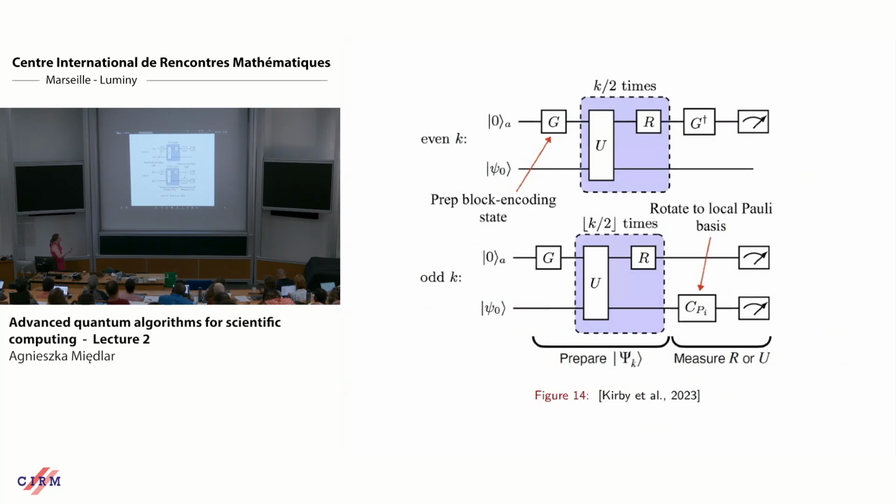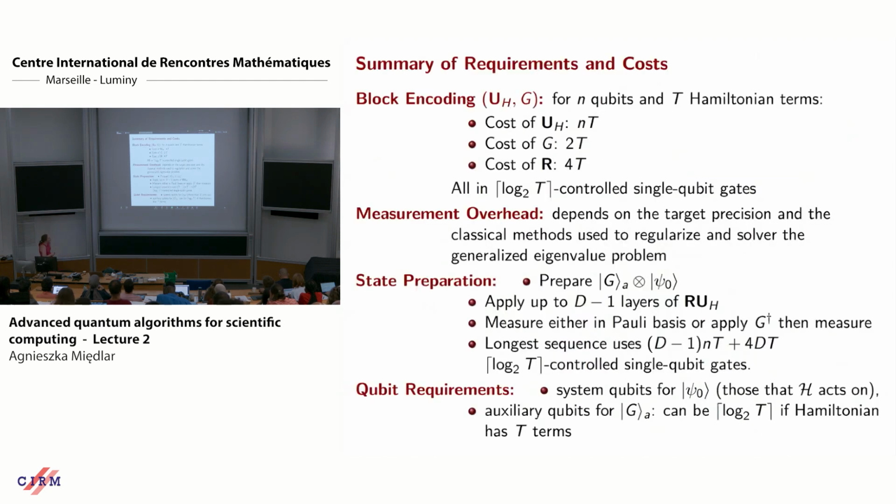So these are the corresponding circuits. If you want to build this circuit, you see you have this G, which is a transformation around basis. You have the block encoding, the reflection around the basis, and then the measurements, and you measure R or U depending on the parity. So this is the summary of the requirements and the cost associated.